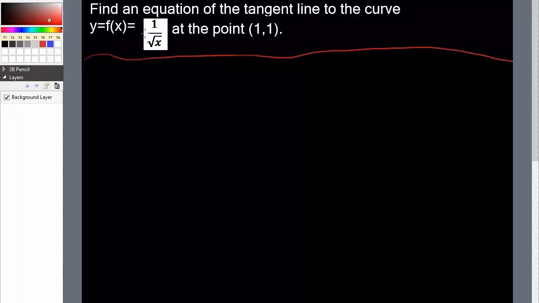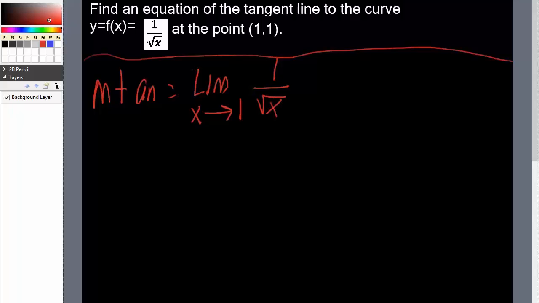Okay, so for this question, we're trying to find an equation of the tangent line to the curve at the point (1, 1). The first thing we need to do is determine the slope of the tangent, which is going to be m_tan, and that will equal the limit as x approaches 1, since we have f of x and one point is 1. And so we're going to do f of x, 1 divided by square root of x, minus 1 divided by square root of 1, divided by x minus 1.